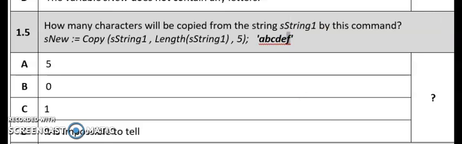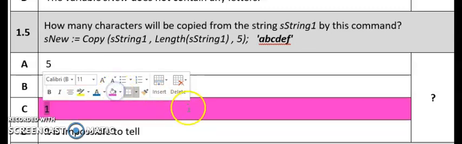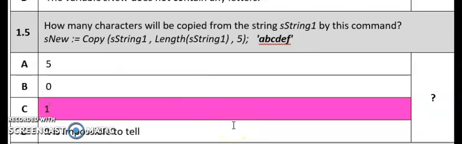But wait a bit, there aren't 5 characters to copy. Remember, Delphi doesn't freak out. It says, don't hassle, I'll copy what I can and I'll let you be this time. So in fact, if you copy from the last position, you can only copy 1 character, because there isn't anything after the last position. So the answer to that is, in fact, 1. Nice, tricky. So I've put it in pretty pink.